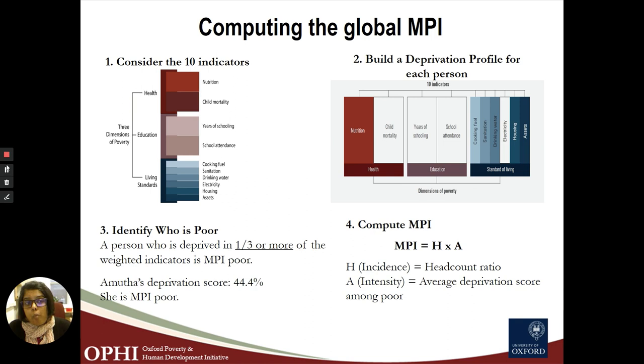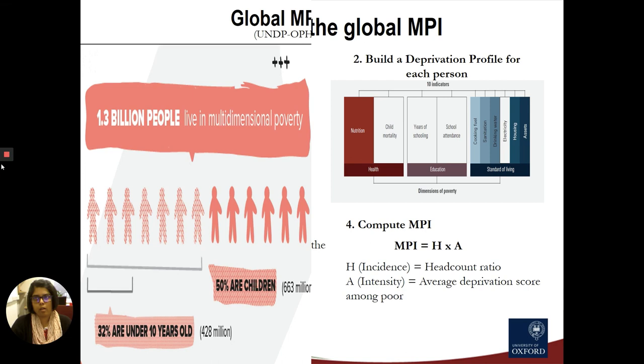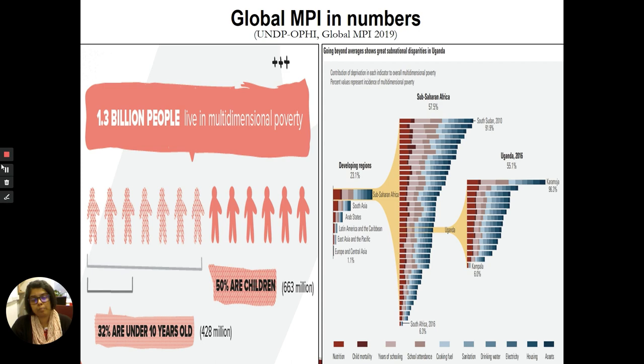In the final step, the global MPI combines 2 pieces of information to measure acute poverty: incidence, or headcount ratio, and intensity, or the average share of deprivation experienced by poor people. This follows the AF method. The global MPI's aggregate poverty number is powerful for communication purposes. On average, 23% of the world's 5.7 billion people living in the developing regions are multidimensionally poor. This suggests that some 1.3 billion people are living in acute multidimensional poverty.